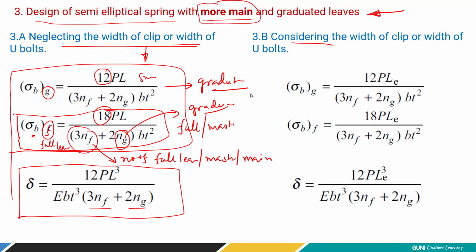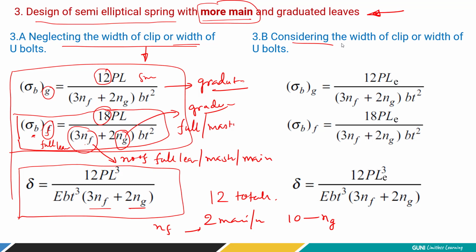Let's say for example, there are 12 total leaves in a given spring, out of which 2 are main leaves, that is master leaves. So how many remaining? 10. So this 10 is N_G, and this 2 is N_F. Very simple. So that way we have to replace the N_F and N_G values here, right?